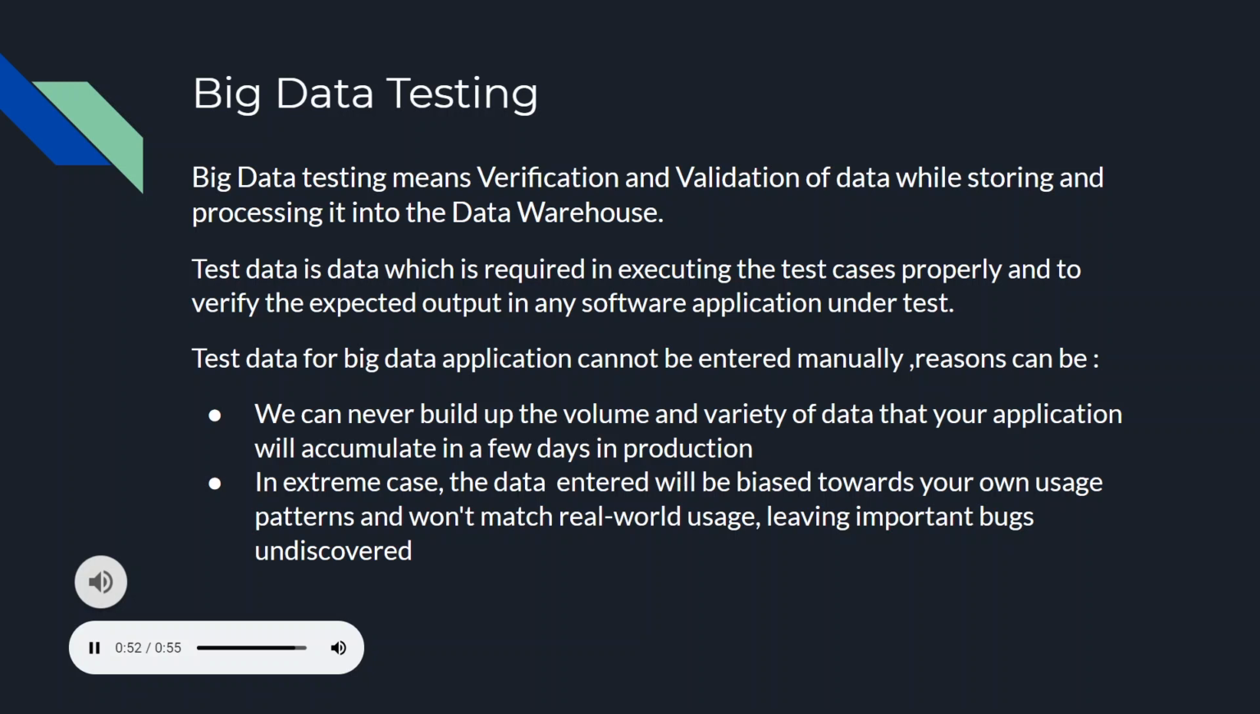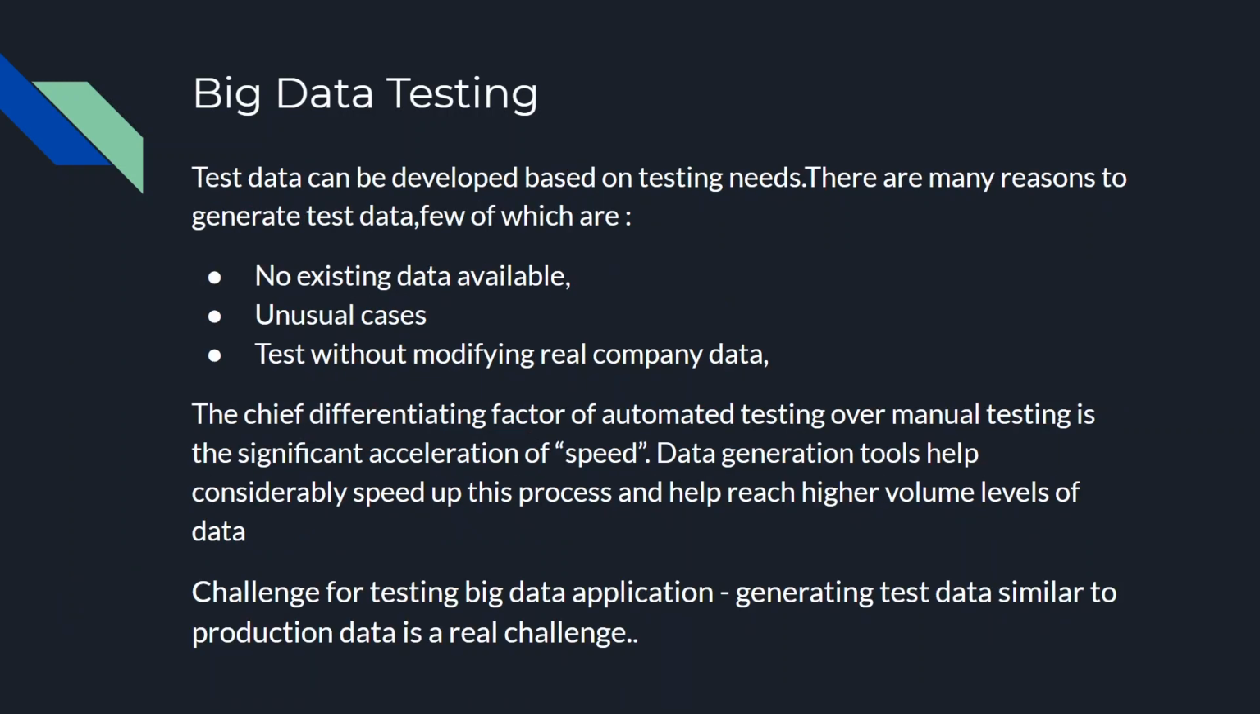Next we will move on to why test data cannot be entered manually. We can never build up the volume and variety of data. That is the primary reason. The second reason is that we can always bias test data to our own usage patterns and miss out on important data that can be decisive. So these are the two major reasons why we do not go for manual test data.